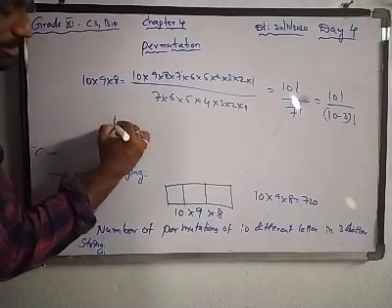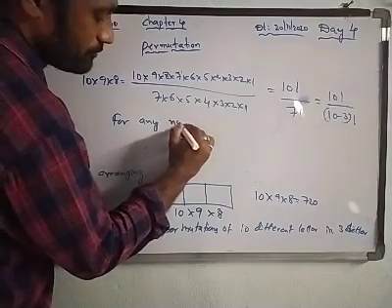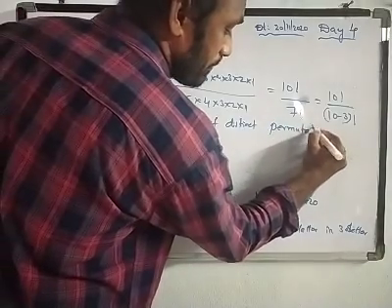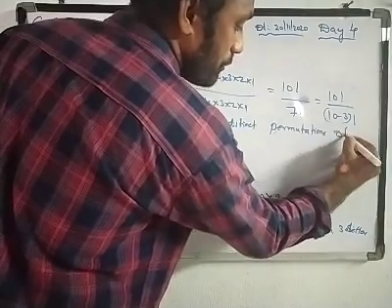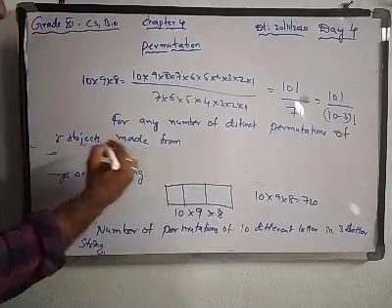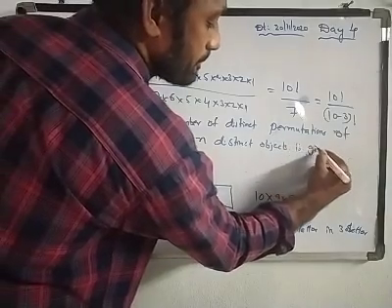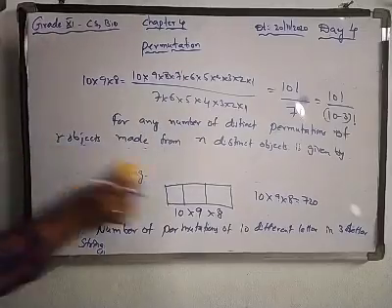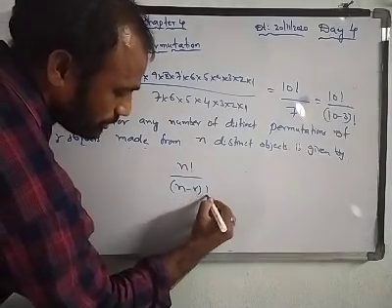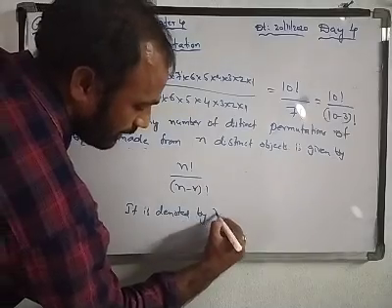To derive the formula of the permutation, we can write it as: the number of distinct permutations, distinct meaning different permutations, made from n different objects taken r at a time, is given by n factorial by (n minus r) factorial. It is denoted by nPr.